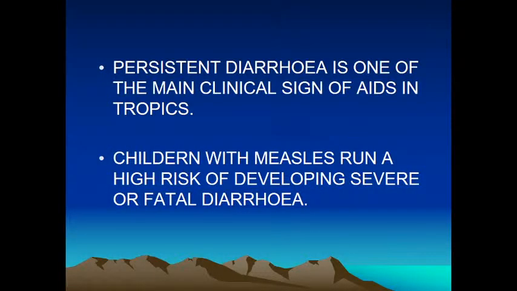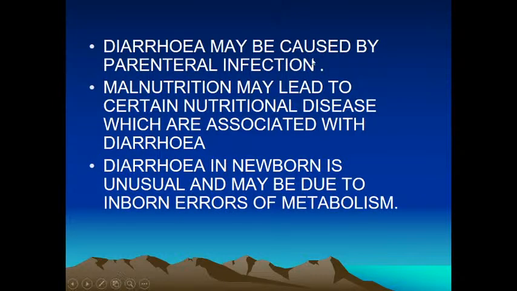Persistent diarrhea is one of the main clinical signs of AIDS also. AIDS decreases the immune system in the body, and hence you can have diarrhea. Children with measles also run a very high risk of developing diarrhea. Diarrhea can be caused by parenteral infections also. Malnutrition may lead to certain nutritional diseases which are associated with diarrhea. Malnutrition results in decreased immunity, results in diarrhea, results in further malnutrition.